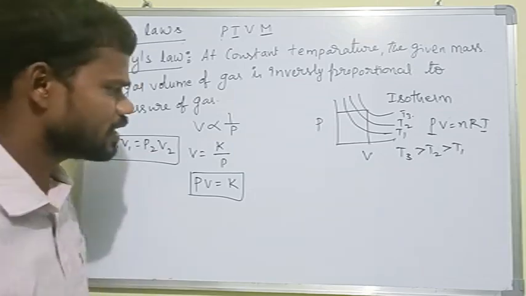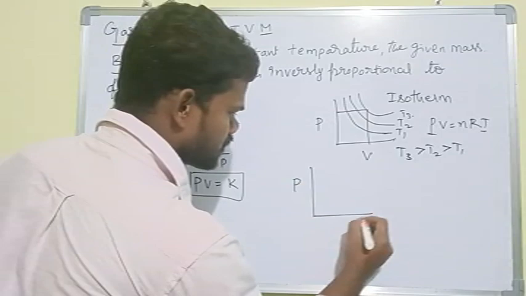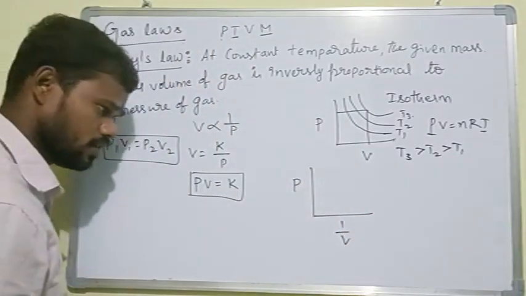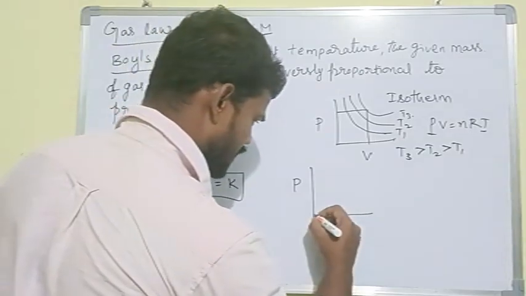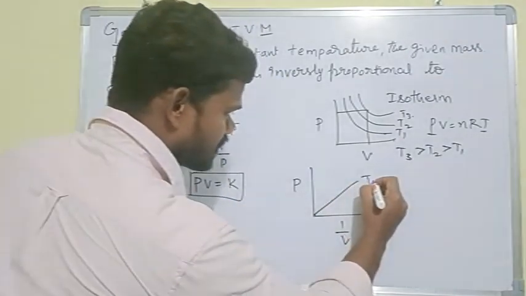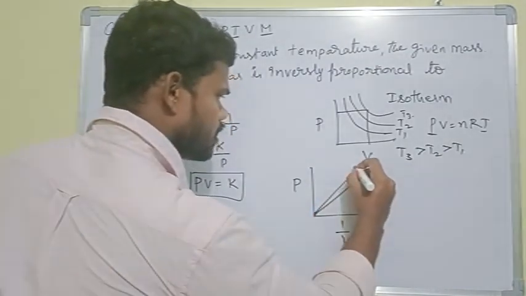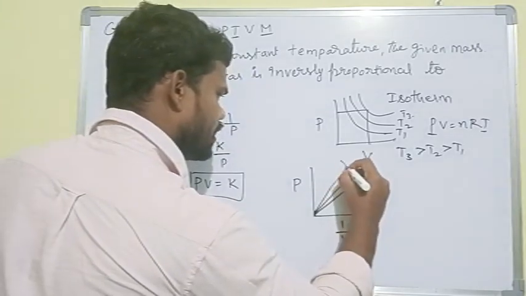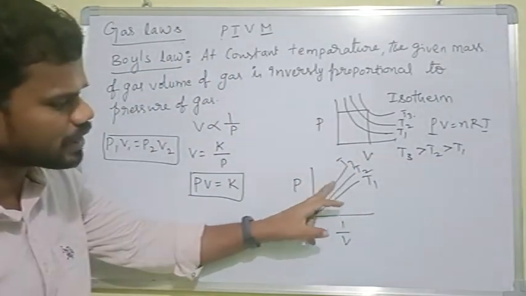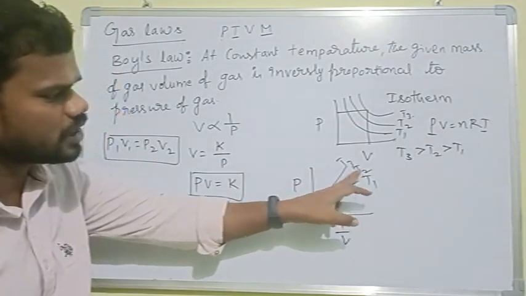Next, we can draw a graph between pressure versus 1 by V. Pressure versus 1 by V will give a straight line. For one gas, that is temperature T1. If two or more gases are present, T2 and T3. If three gases are there, gas 1, gas 2, gas 3, then the temperatures are T1, T2, T3.